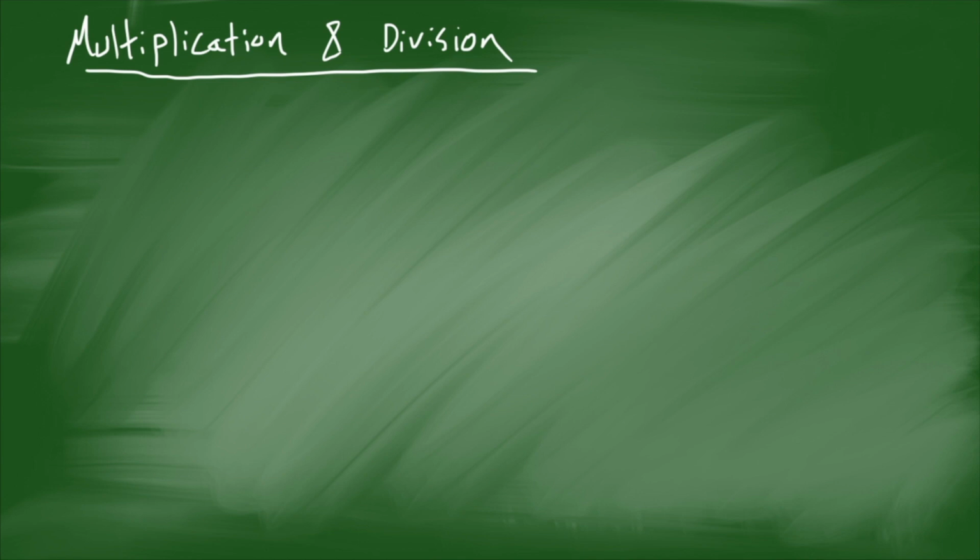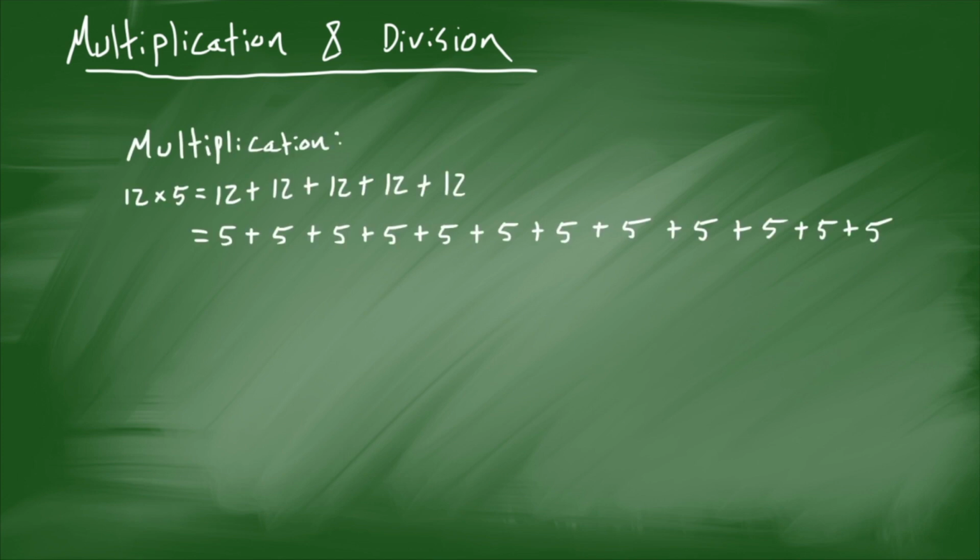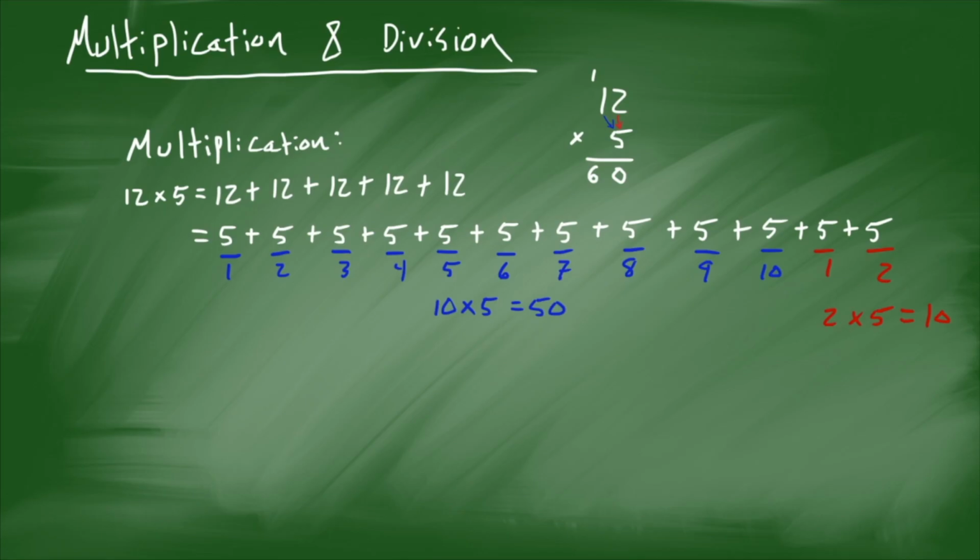Why does the 5 interact with the second place value in multiplication, but not addition? In multiplication, we have 12 times 5, which is 12 plus 12 plus 12 plus 12 plus 12, or 5 plus 5 plus 5 and so on, twelve times. Looking at it in this form, we can break it into a set of blue and a set of red. The blue set will have 10 groups, and the red set will have 2 groups.